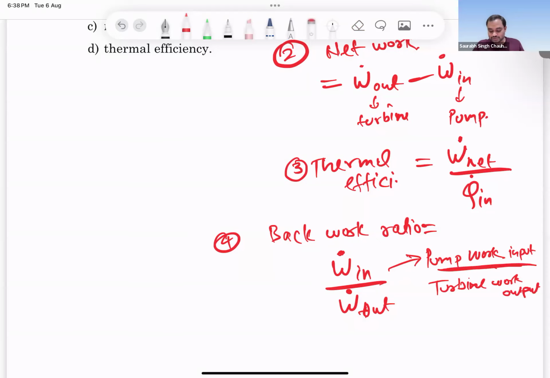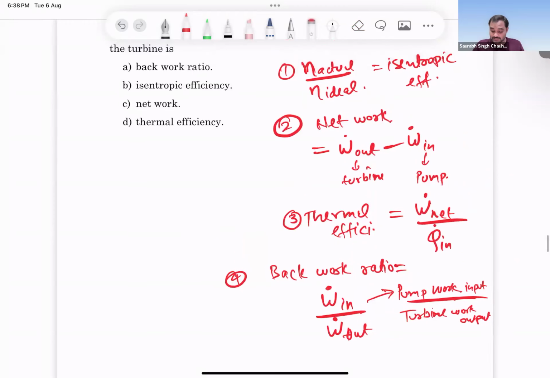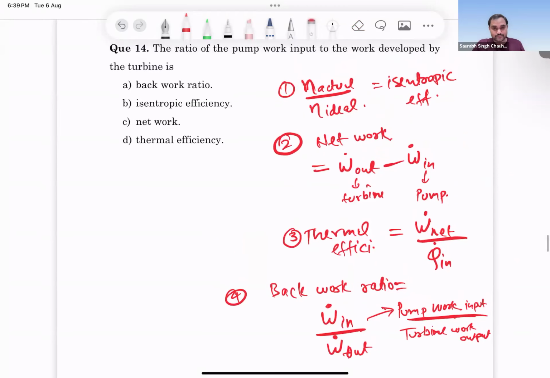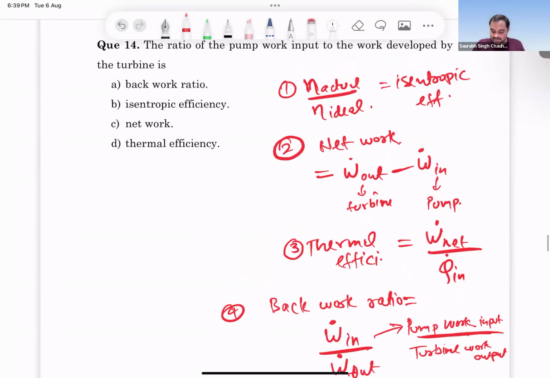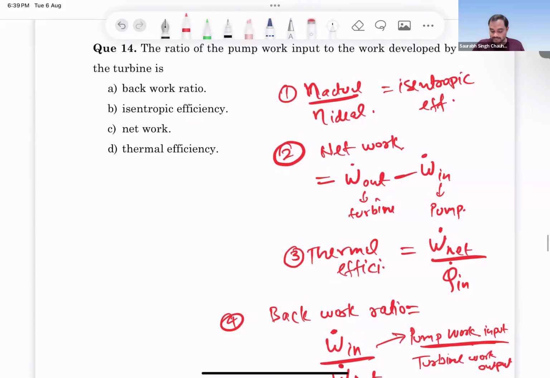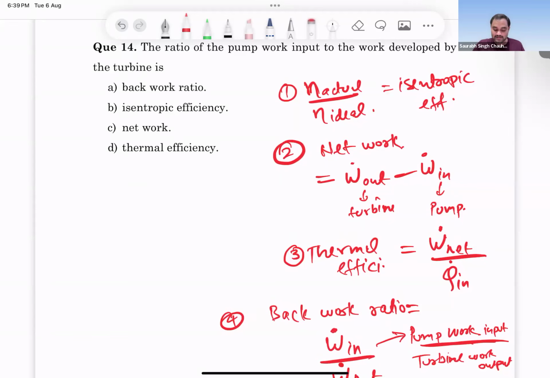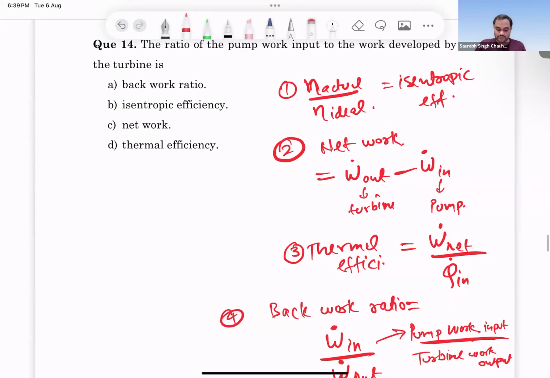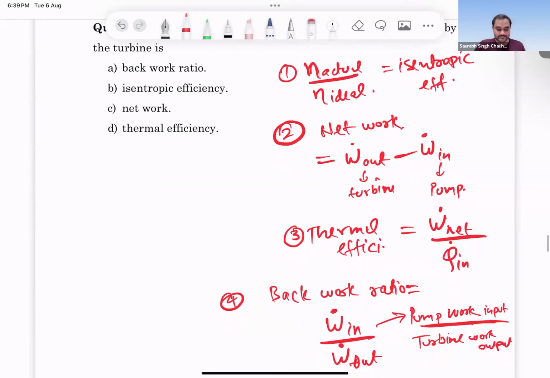Okay. So we want to reduce the back work ratio. If the back work ratio is more, then our efficiency will be reduced. If the back work ratio is smaller, then efficiency will be more. Okay. So this is how it is defined. So all these terms should be clear. So we will move to question number 15.